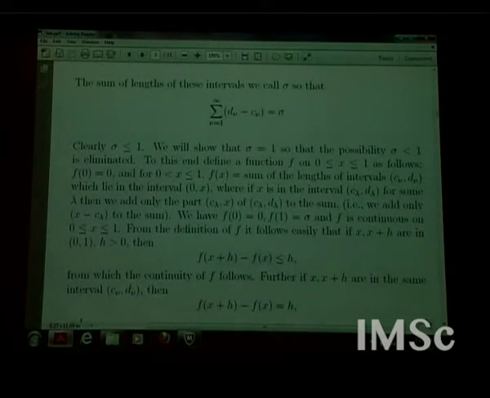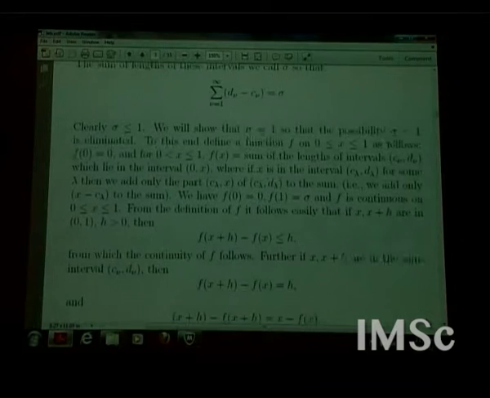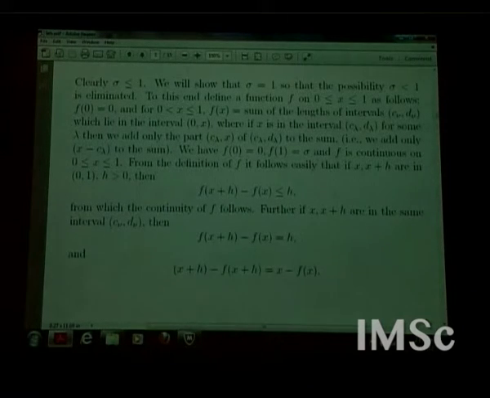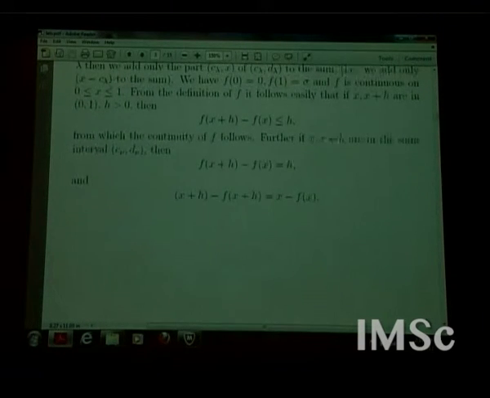Okay, f is continuous. And from the definition, and this also gives reason for its continuity, check that f(x+h) minus f(x) is less than or equal to h. In particular, if x and x+h belong to the same interval (c_λ, d_λ), then f(x+h) minus f(x) is actually equal to h. And so for those points where x and x+h belong to that interval, (x+h) minus f(x+h) is x minus f(x).